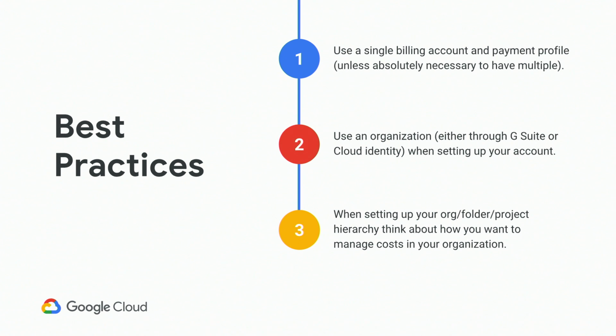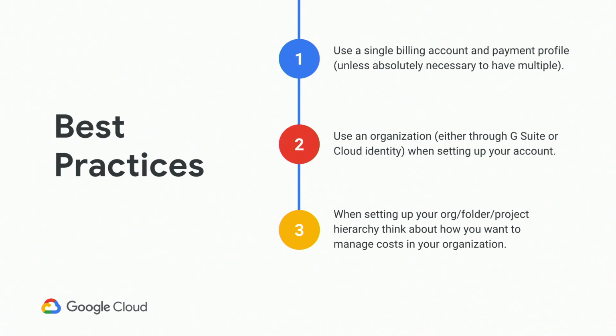So some best practices to keep in mind. First, like I mentioned, try to use a single billing account and payment profile for your cloud expenditures. All of our cost management tools are centered around the billing account. So when you create multiple billing accounts, you won't get a single overall view of all your cloud spending. You only get a view of cloud spending per billing account. And that can be a little bit cumbersome. It's vastly preferred to keep everything in one billing account if you can.